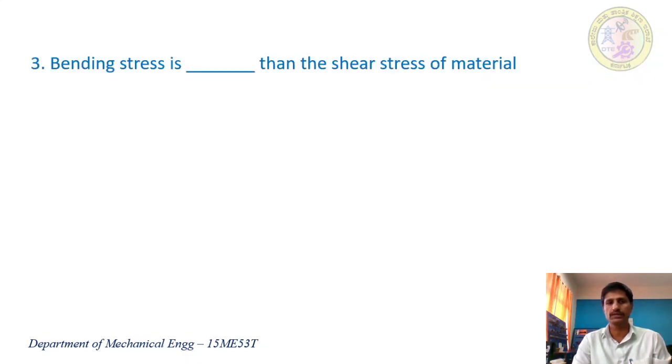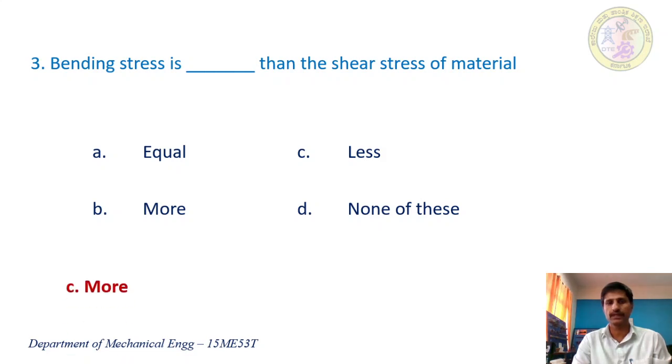Next MCQ is, bending stress is dash than the shear stress of the material. Answers are equal, more, less, none of this. Please give your answer. The right answer is more than the shear stress of a material. If you take a mild steel shaft, it is having a shear stress of 41 Newton per millimeter square, whereas the bending stress has 83 Newton per millimeter square.